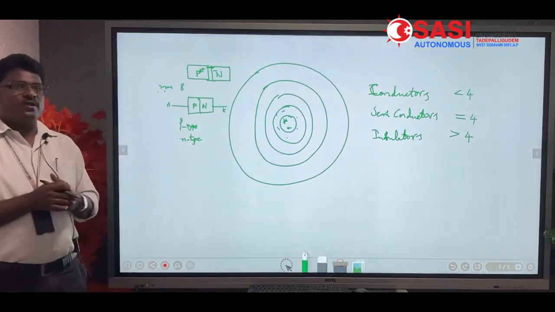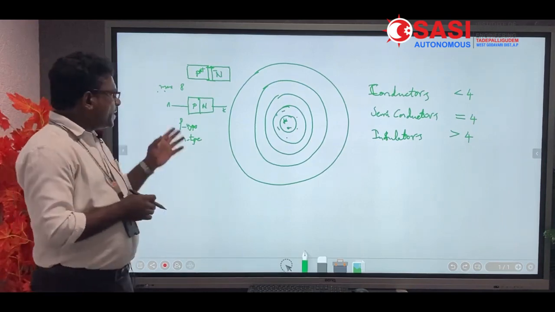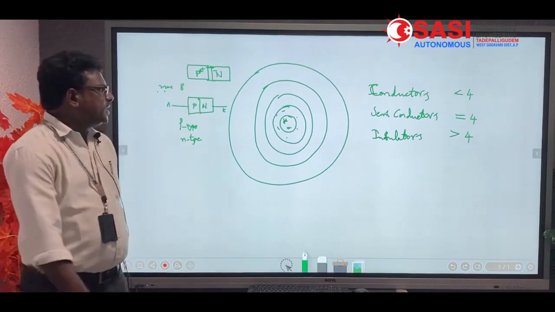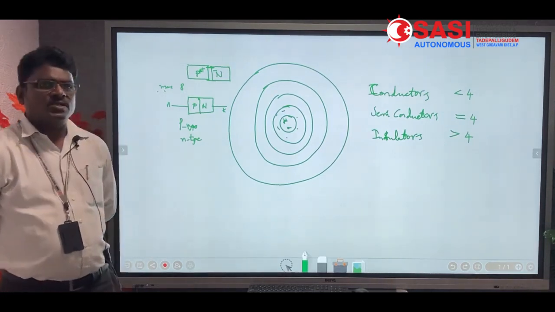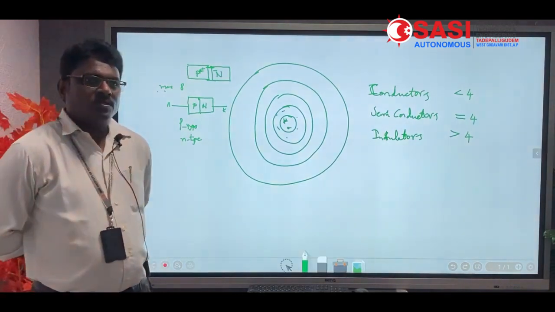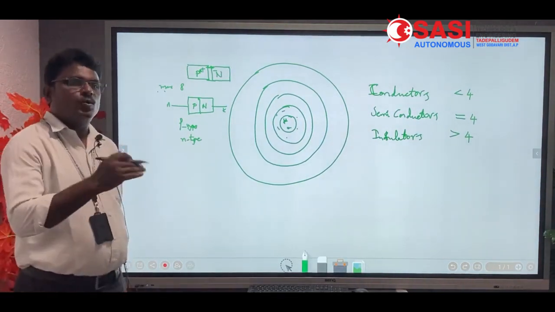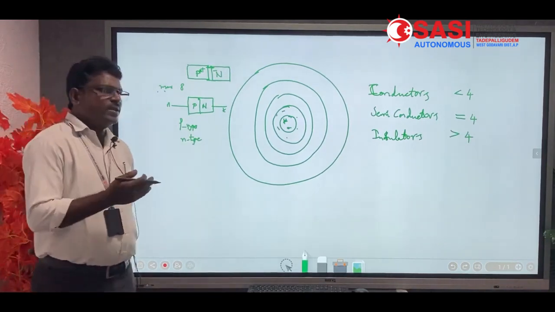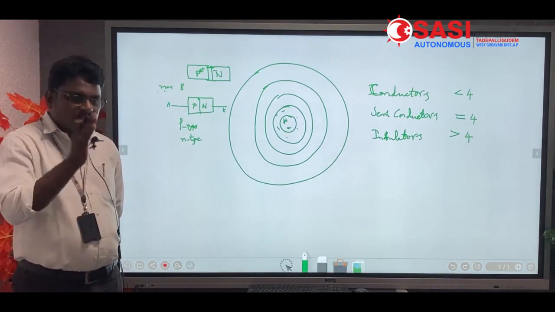This is the first electronic device. It has a major role in the development of electronics. The device name is PN junction diode. So why does it have such importance? Because the major property of this PN junction diode is AC to DC conversion. Whenever the AC is converted into DC, only then is electronics started.